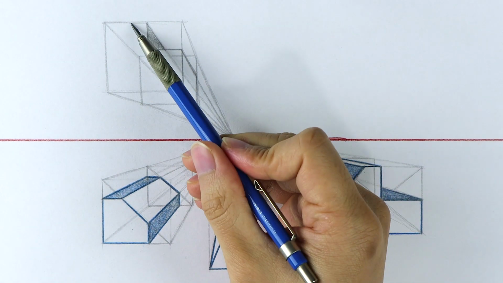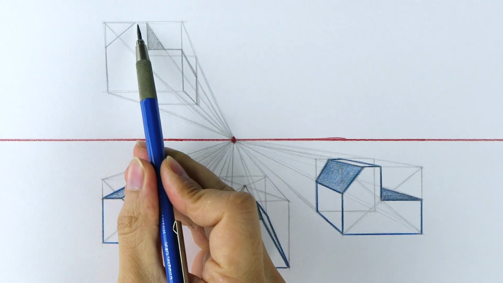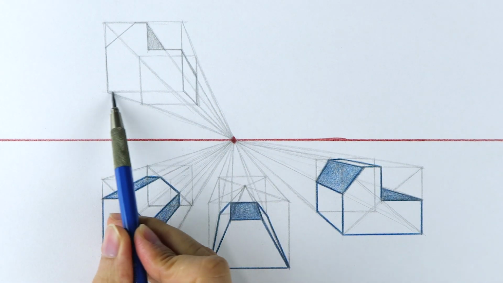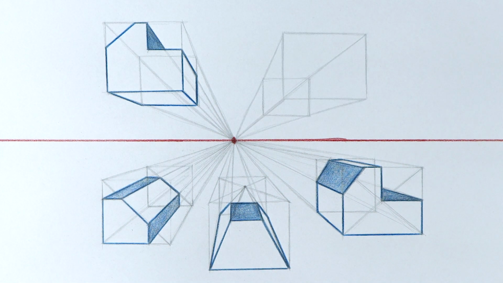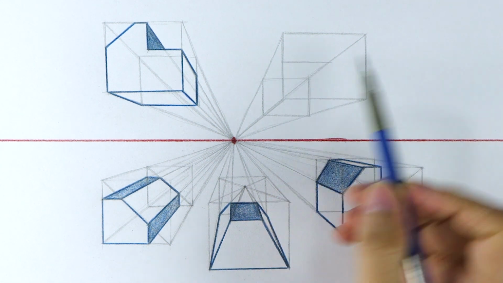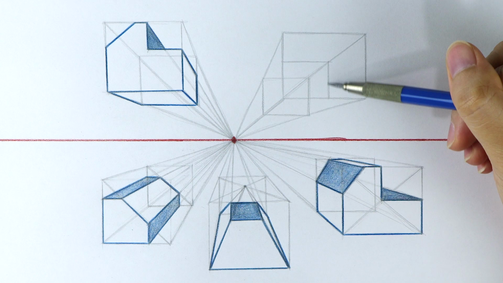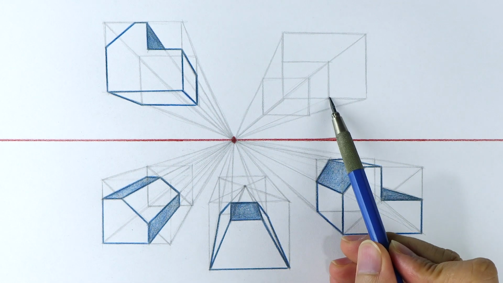We'll also slice off the top left corner, but this time, because of the position of the box, we won't be able to see into the cut. And for the last example, let's put the square cut on the bottom left corner. Connect the corners to the vanishing point.